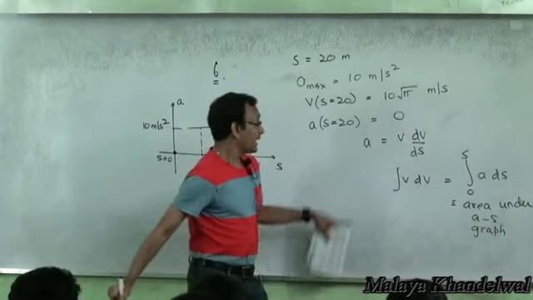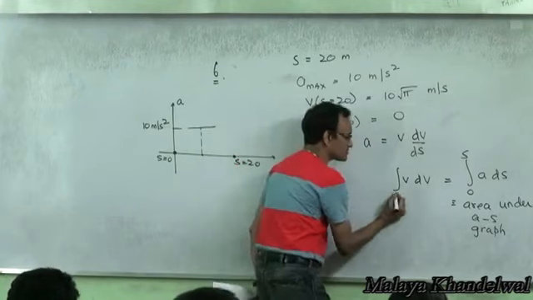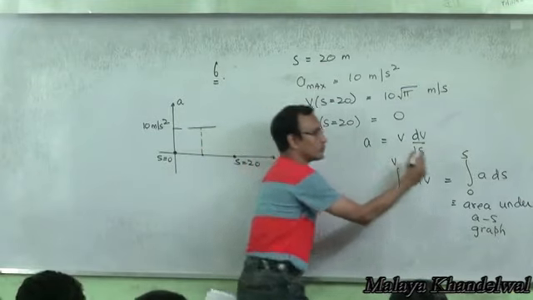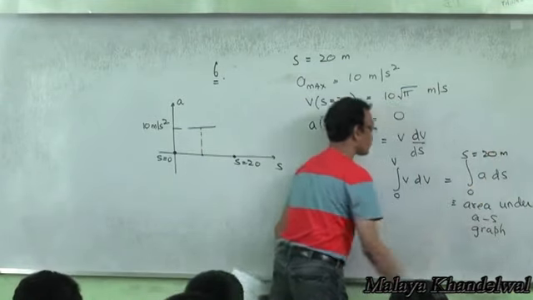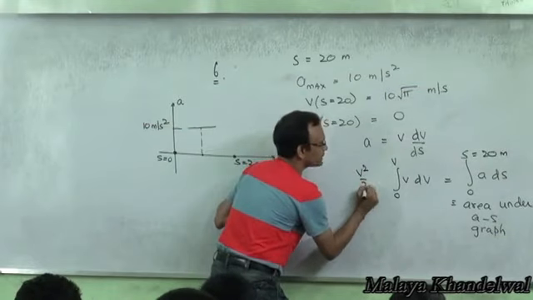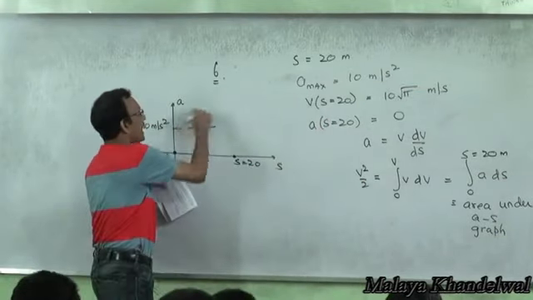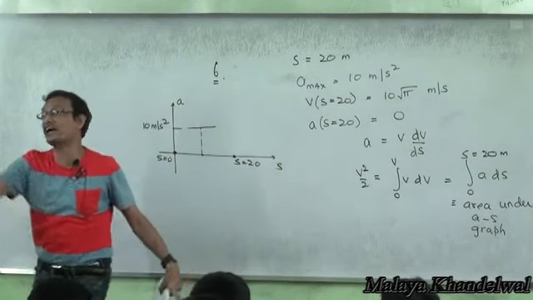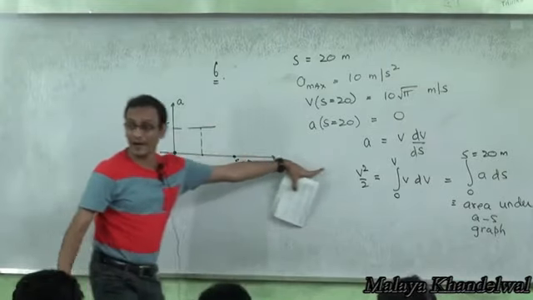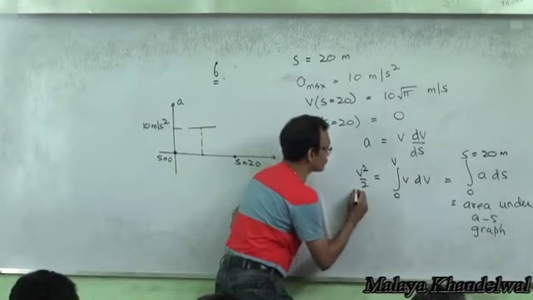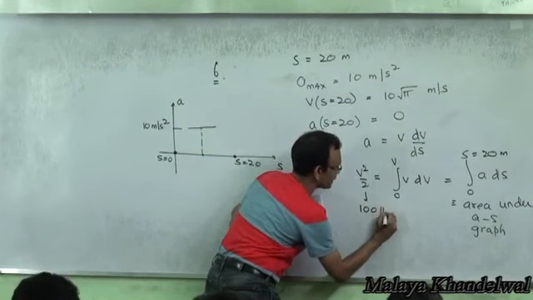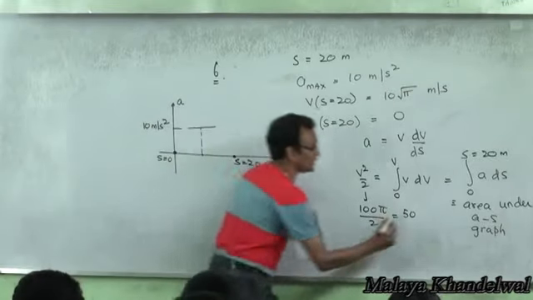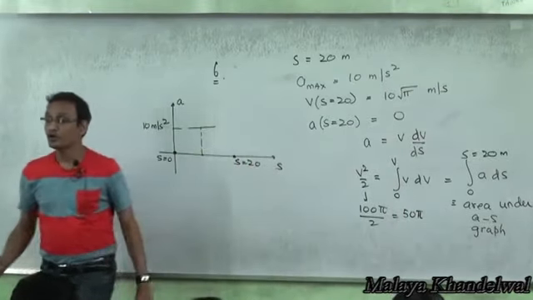Yes or no? And v dv means it starts from 0 and goes to a maximum velocity v at s equal to 20. Which means v squared by 2 is this. The area under the graph must be the final velocity squared by 2. The final velocity squared is 10 root pi squared, so this is like 100 pi by 2, which is 50 pi square units must be the area under the a's graph.